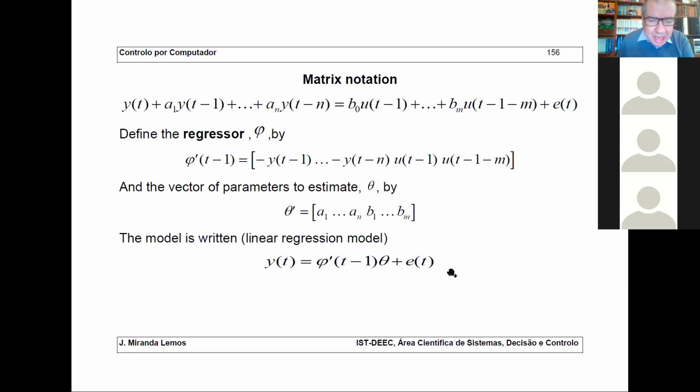Suppose that I don't have any error. Okay, so E is 0. So Y is exactly phi transposed times theta. And I'm telling you, well, why not do theta equal to Y divided by phi prime? Why is this not possible to be done? If you don't want to speak in English, say it in Portuguese and I will translate, okay?